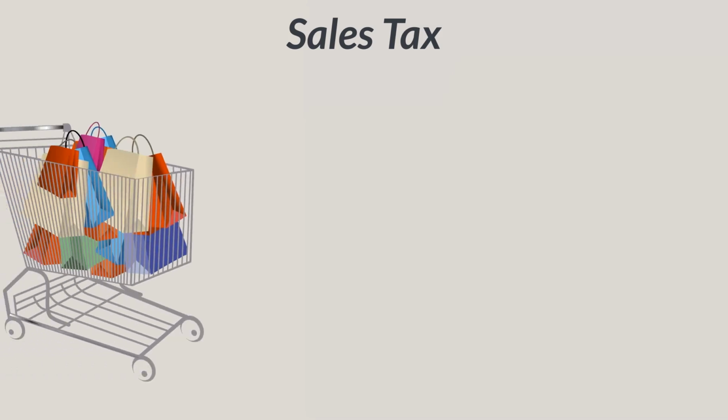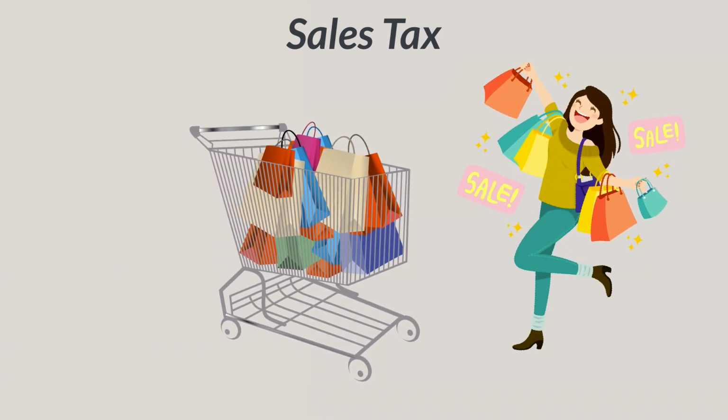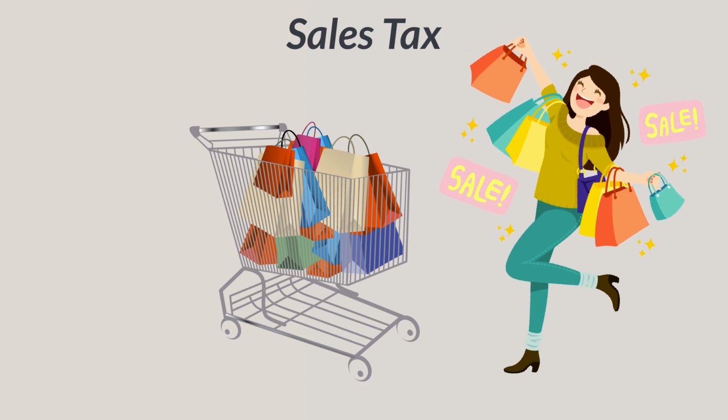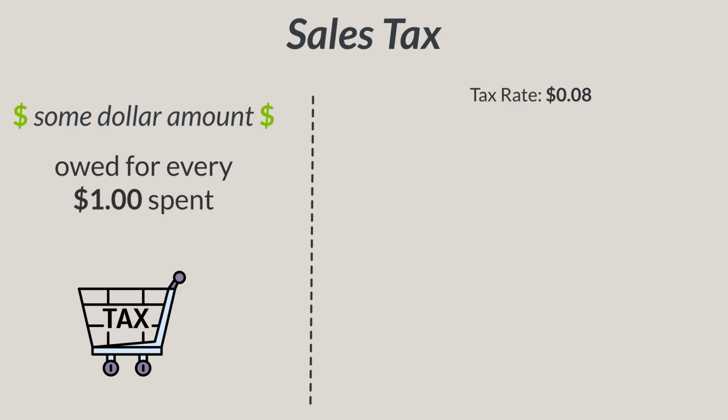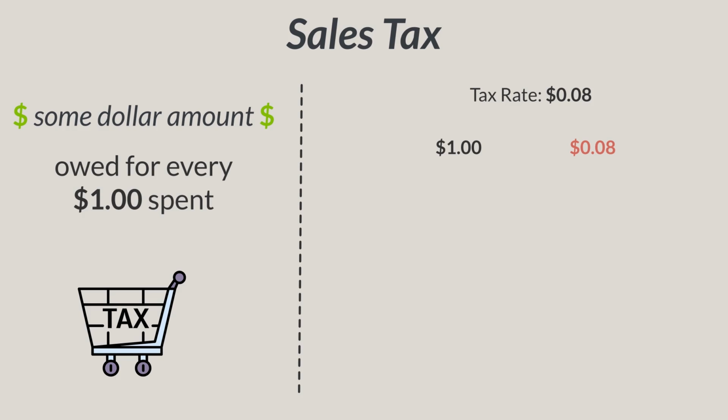Sales taxes are based on a system in which taxes are due each time an item is purchased. Specifically, a dollar amount is owed to the government for every $1 spent. For example, Claudia lives in a county where the sales tax rate is 8 cents. So if Claudia bought something for $1, she would owe 8 cents in sales tax. If she bought something for $2, she would owe 16 cents in sales tax. If she bought something for $3, she would owe 24 cents in sales tax.